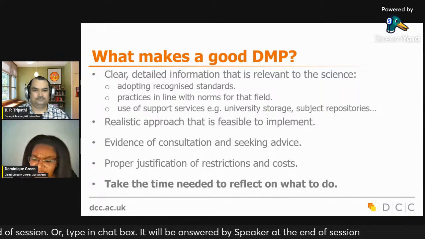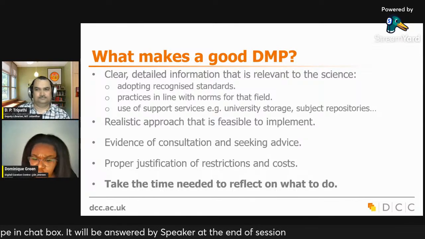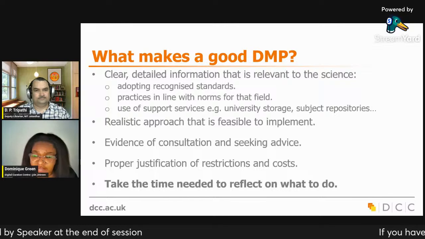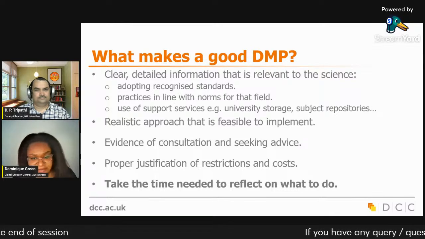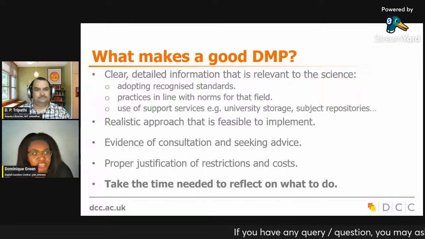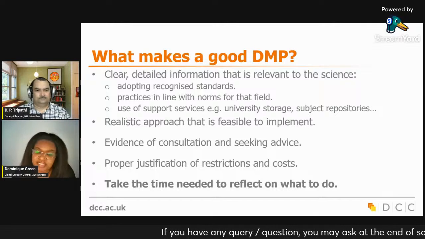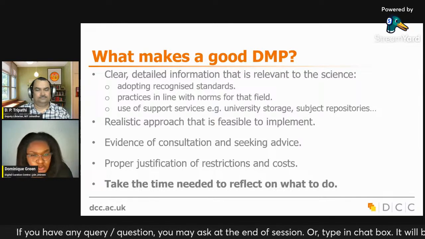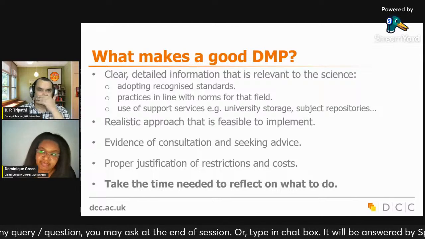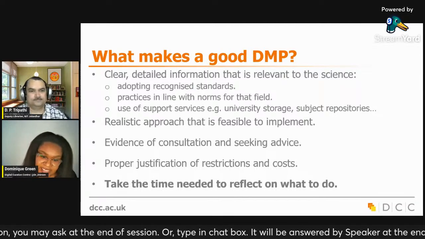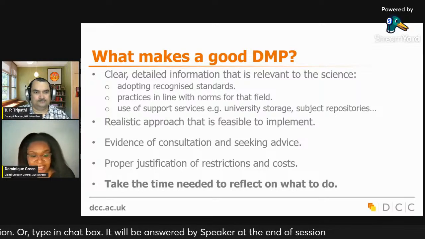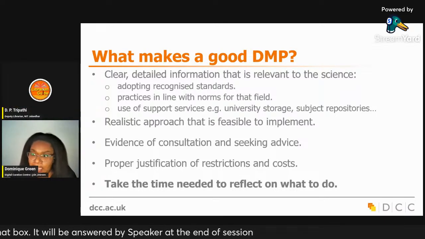The plan should also have proper justification of any restrictions and costs. So if the project needs to make some caveats to the reuse of the data, so for instance, if they have to restrict access to the data to only certain parties, then they need to state in the plan why they did it and justify why in the DMP.